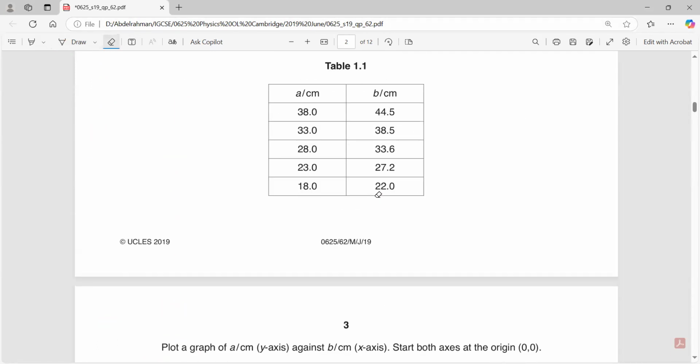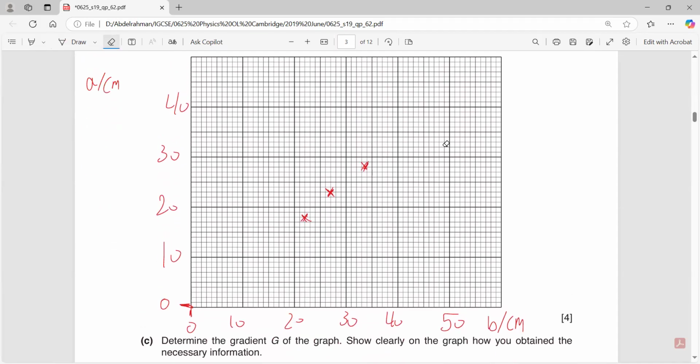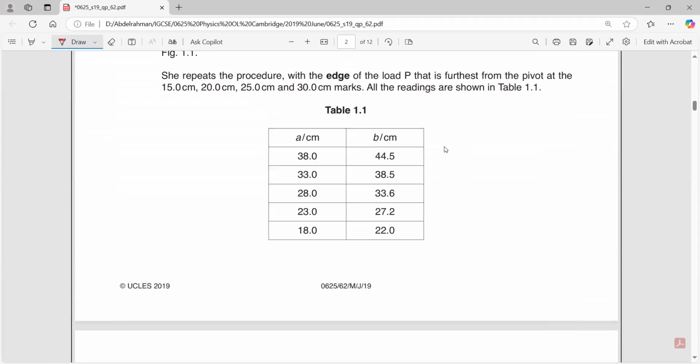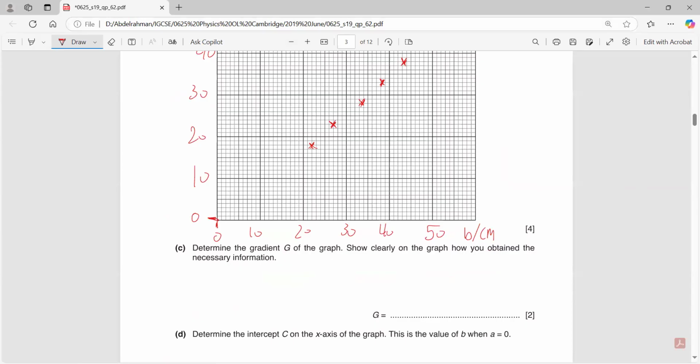And then the next point is 38.5 and 33. Need to be very careful. 38.5 and 33. So this is the point right over here. And then the last point is 44.5 and 38, which is right over here. Now, let's draw a straight line. Yes, this is the best fit line. It will be a straight line. It will not be a curve.